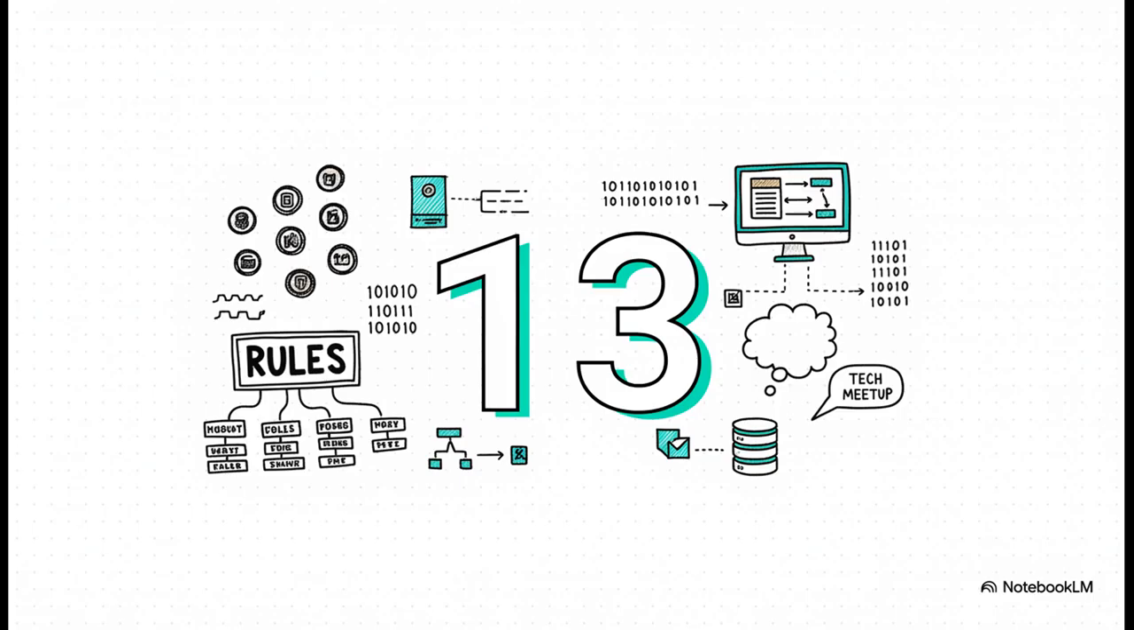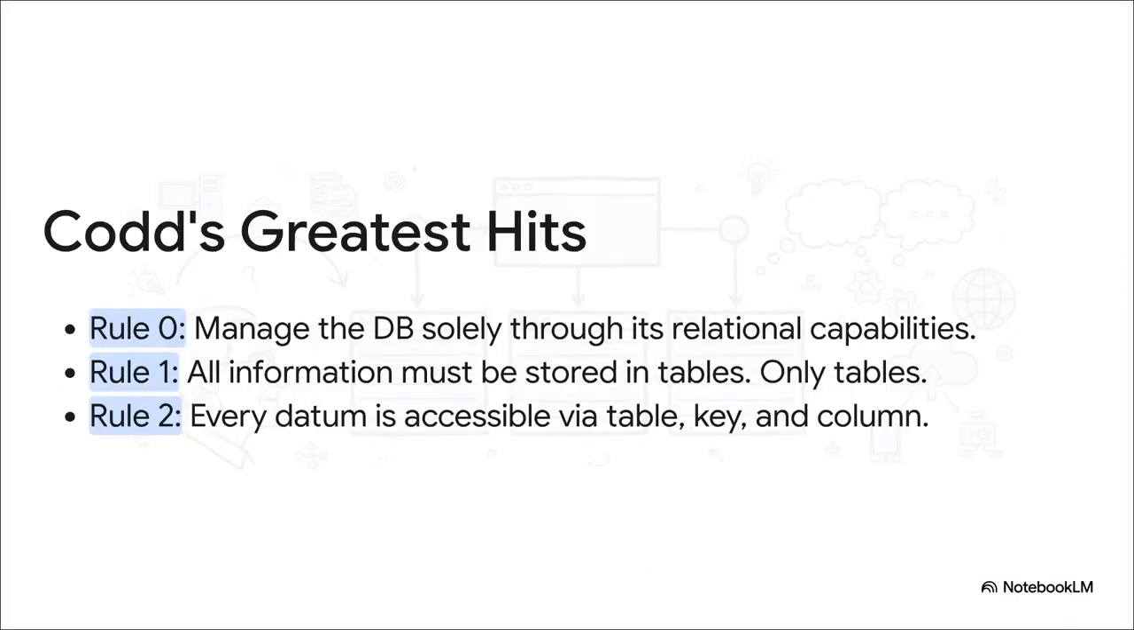You gotta love that. It's a great piece of trivia. Now, we're not gonna go through all 13, but these first few really capture the whole vibe. Rule 1 is the big one. Everything has to be stored in a table. No exceptions. No hidden files, no secret backdoors. This was a huge deal because it stopped the old chaos from creeping back in. And rule 2 is the guarantee. If you know the table name, the primary key, and the column name, you can find any single piece of data. It's all about order and predictability.